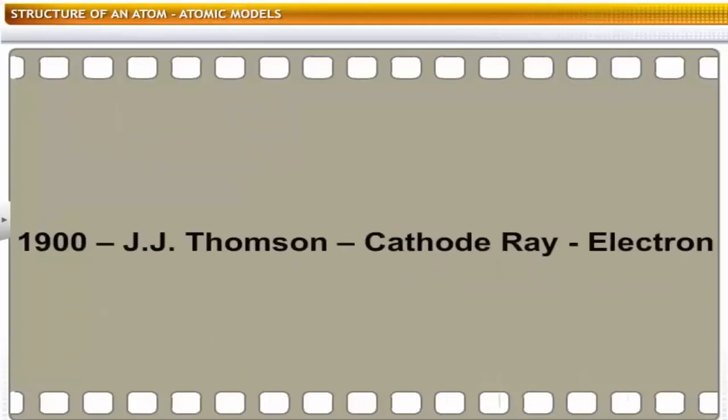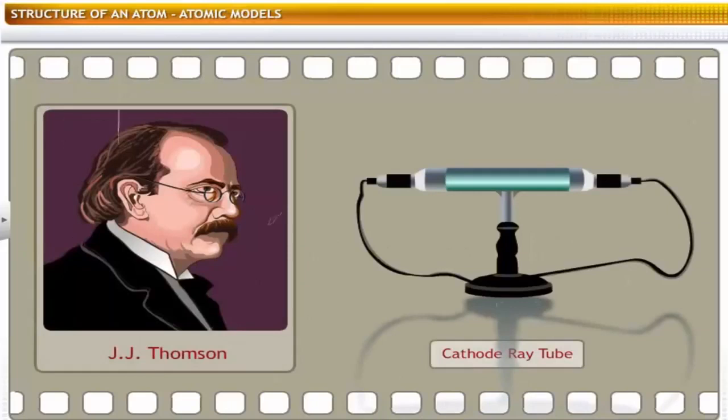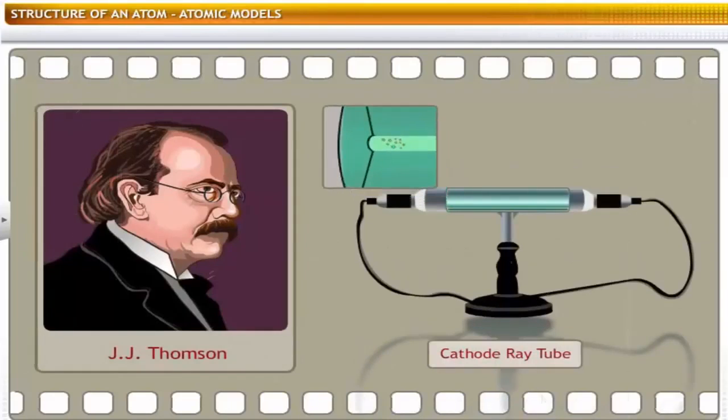Around the year 1900, J.J. Thomson conducted experiments on the beams of particles inside a glass tube called a cathode ray tube. He found that the particles were attracted to the positive terminal of the tube. Thomson concluded that the particles must be negatively charged and called these electrons. An electron has a negligible mass and has a charge of -1.